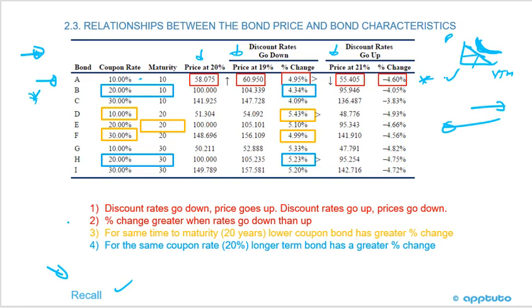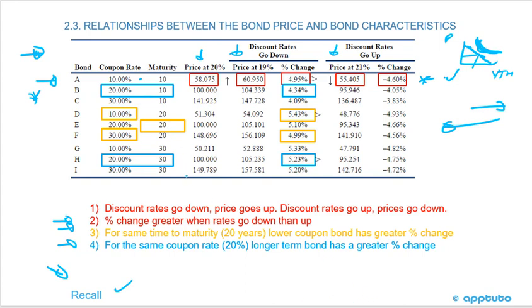I won't go through it all, but we had the 4 rules. The percentage change is greater when rates go down than when rates go up. Then we looked at, for the same time to maturity, 20 years, the lower coupon bond has the greater percentage change. And for the same coupon, 20%, the longer term bond has the greater percentage change. That's a review. We're recalling that.